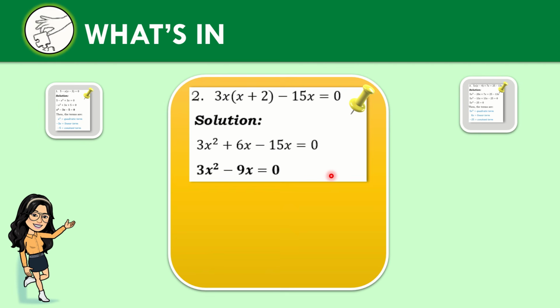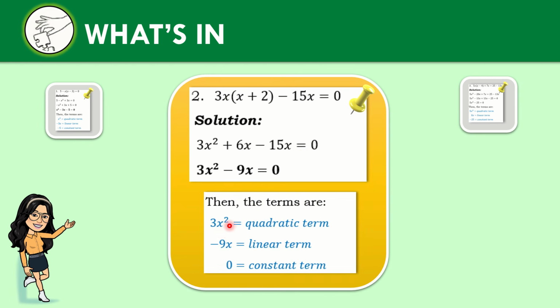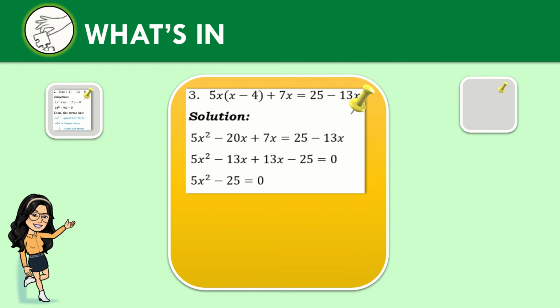Similar to example number 1, we'll be using distributive property right here, and then we are going to combine like terms. Thus, our result is 3x squared minus 9x is equal to 0. We've got negative 9x because this is now the combination or the sum of positive 6x and negative 15x. Now, based on this quadratic equation, we have here these terms. 3x squared will now be our quadratic term, negative 9x is our linear term, and here we have 0 for our constant term.